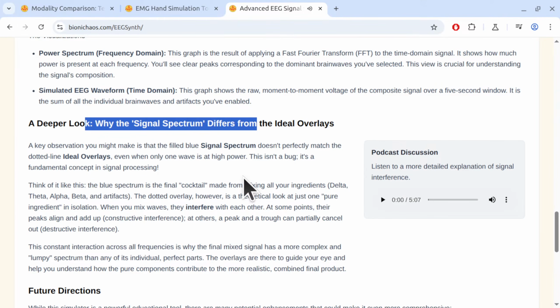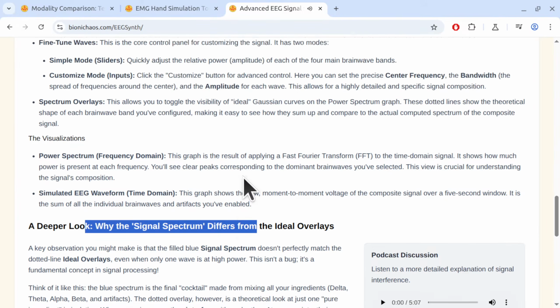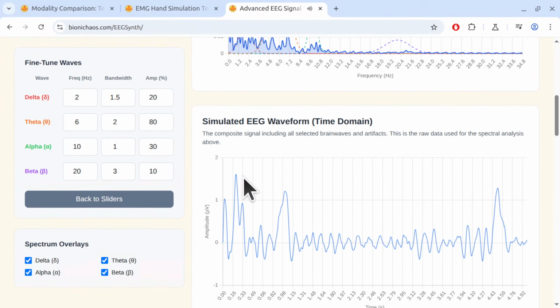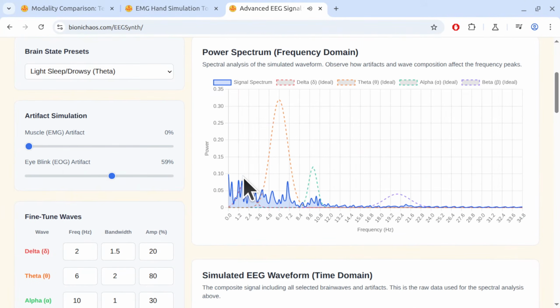It comes down to interference. The source uses a great analogy. Think of that final blue spectrum, the one computed from the waveform, as a cocktail. It's made by mixing all your ingredients, delta, theta, alpha, beta, plus any EMG or EOG noise you added. Those dotted overlays, though, they're like looking at one pure ingredient in isolation before it got mixed into the drink. Okay, I like that. The cocktail analogy works. Things blend. They don't just sit there separately.